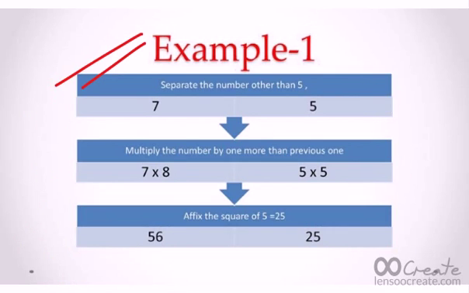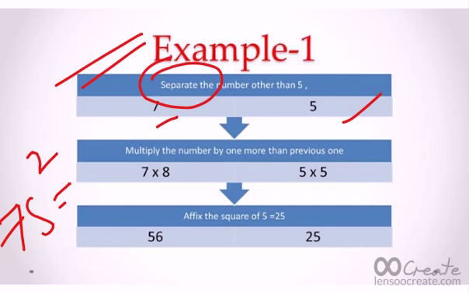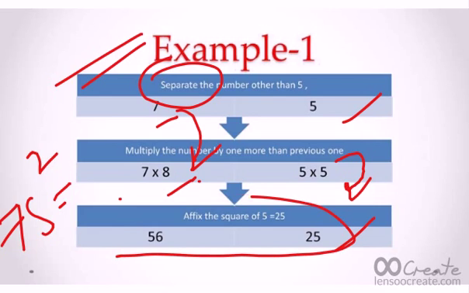Let's look into example 1. If you are required to calculate 75 square, separate 7 and 5. First step is separating, which we have done. Now multiply the number by one more than itself. One more than 7 is 8, therefore 7 into 8 is 56. And the square of 5 is 25. Therefore 75 square is 5625.